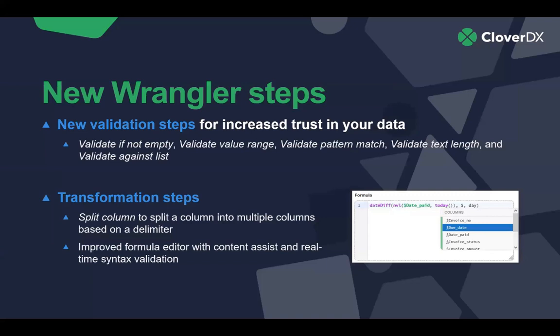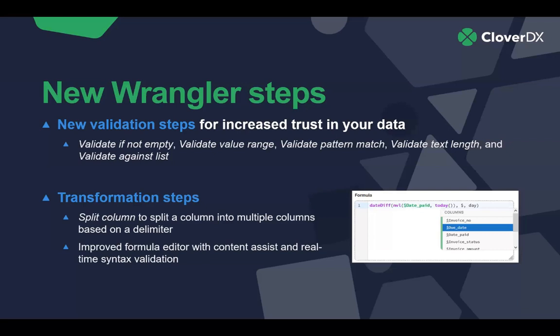We implemented new Wrangler steps in CloverDX 6.2. We have 5 new validation steps. This will help you make sure that the data that you are processing in Wrangler is valid. You can see the list of steps in here. They are relatively basic, so they allow you to verify the basic properties of your rows in Wrangler. For example, whether your columns are empty, whether values are in range, whether they match patterns, and so on. You were able to do these kinds of things even before, but you had to write formulas. Now there's a simple solution that allows you to just select a step from the list of available steps and apply it to a column without having to write anything.